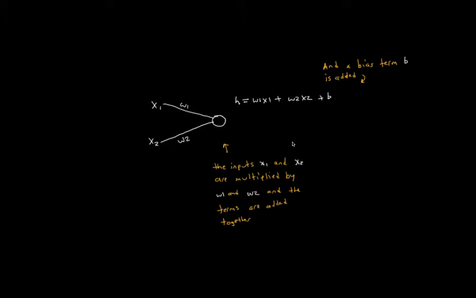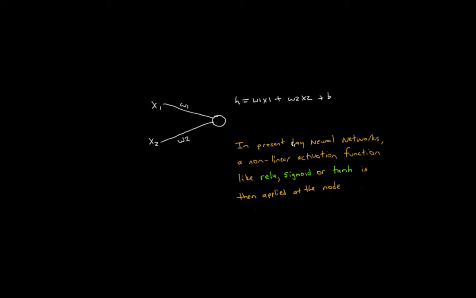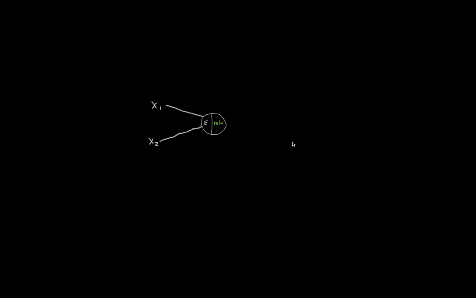This is the way neural networks worked when they were first invented, when people didn't realize how important activation functions are to neural networks. And so in present day neural networks, nonlinear activation functions are applied at the node after the summation has happened. So you can represent the nodes here as, see, the summation happens, and then the ReLU function, for instance, is applied after that.